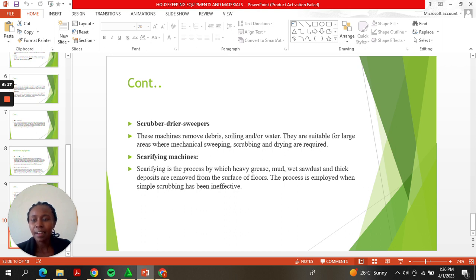Now as I conclude, we have learned about the different equipments used in housekeeping. In summary, they are classified into two, which are the housekeeping manual equipments and the housekeeping mechanical equipments. We have said that the manual equipments will require the manpower for them to operate, but the mechanical equipment will not require the manpower for them to operate.